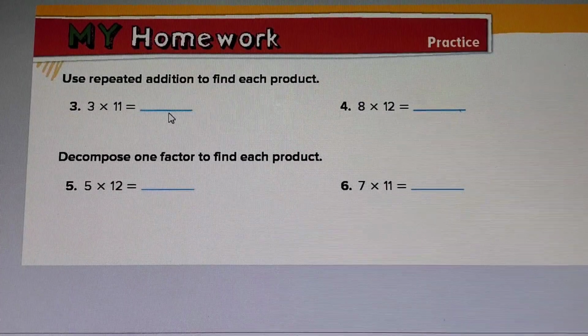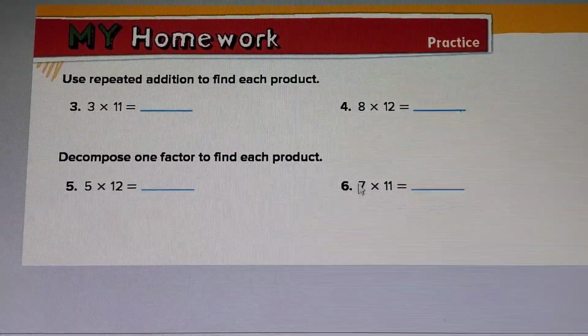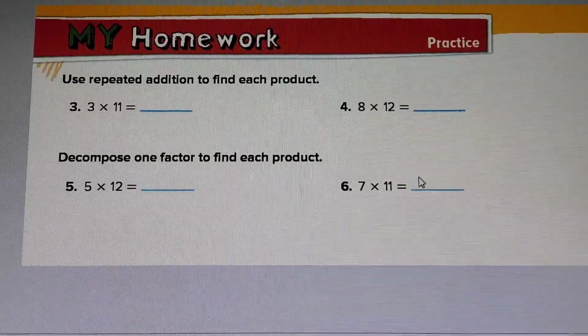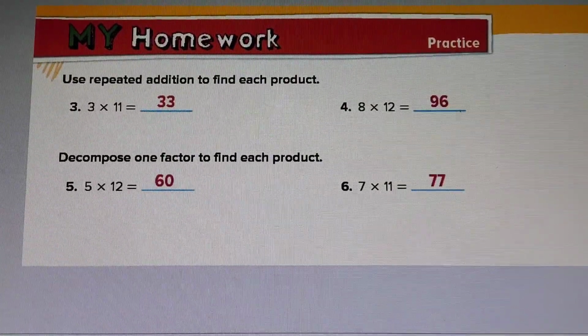Now we're on the last problem here, which is 7 times 11. It's this digit written twice, so 7 times 11 equals 77. And here you have the answers.